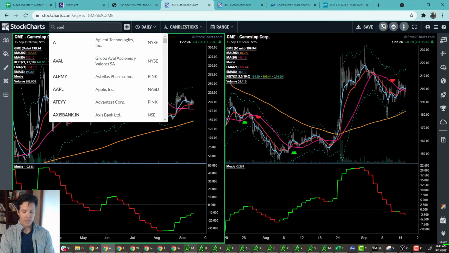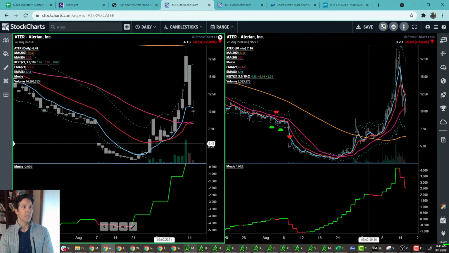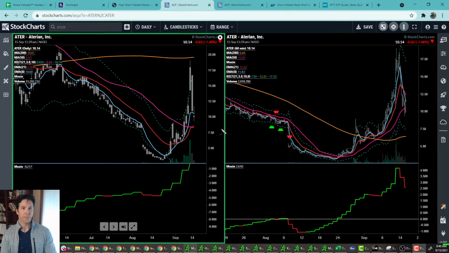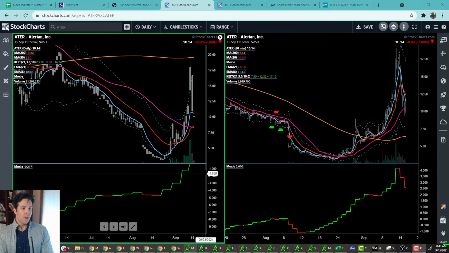If we look at ATER, this is a good one that we traded, and this is really indicative of what happens with them. They will shoot up like this, but as soon as they're done, they're toast. They fall right back down, and that's the game that we play when it comes to the high short interest stuff. So do be careful out there.